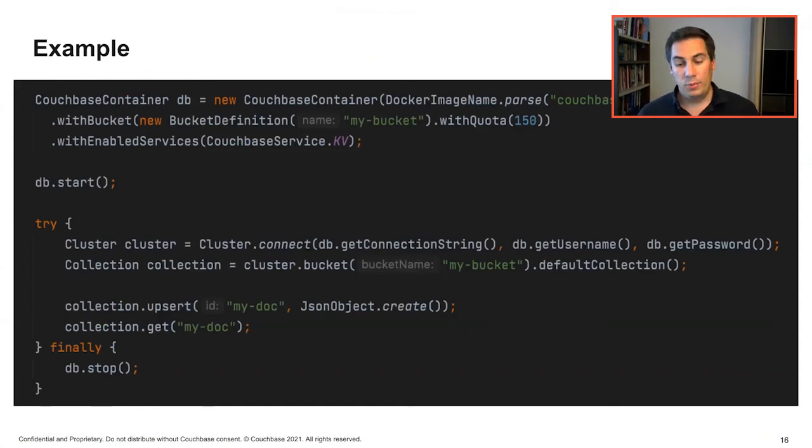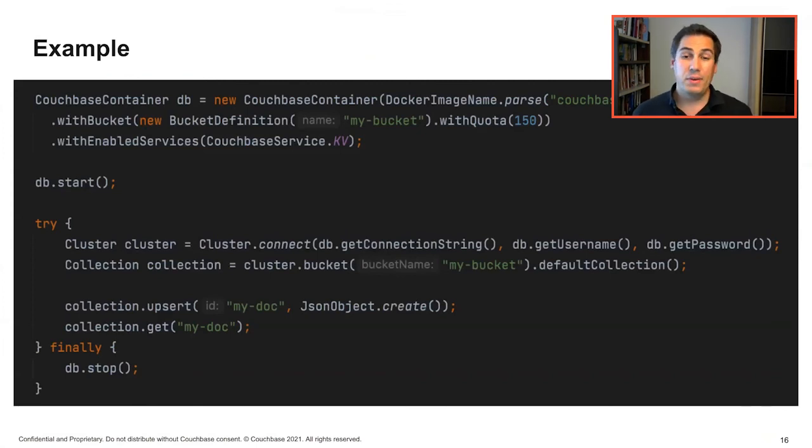And next, we are creating a bucket. So we say withBucket, and then we give it a bucket definition. The name of the bucket is mybucket, and we specify a custom quota of 150 megabytes. By default, if you don't specify a quota, it's going to use 100 megabytes, which is usually enough for testing. But of course, if you have special needs, you can customize that. And in our example here, we are only enabling the key value service. By default, key value, query and others are available. But if for your use case, you only need key value, you can specify that as well. You really want to make sure that your integration testing setup mimics your production setup as much as possible to get the best coverage. Then we start the container.